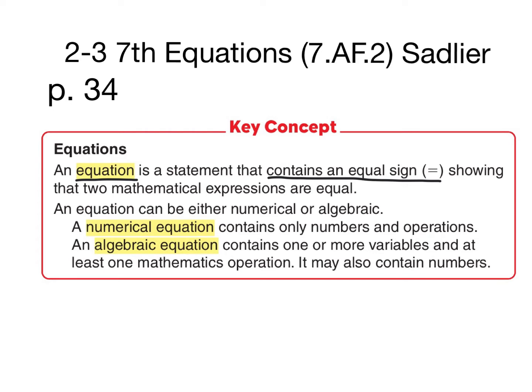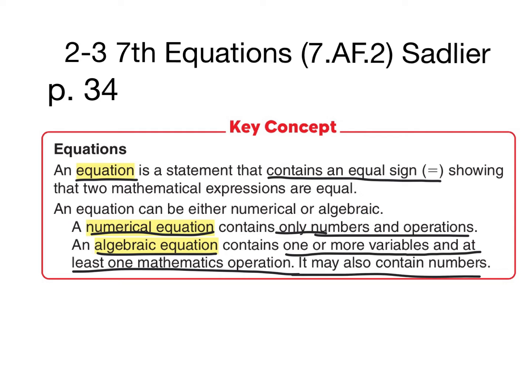There's a couple of different types of equations. One is a numerical equation, which only contains numbers and operations, and then the other one's an algebraic equation. An algebraic equation has at least one variable and at least one operation, and it can also have numbers as well. So an example of a numerical equation could be like 3 plus 4 equals 7.